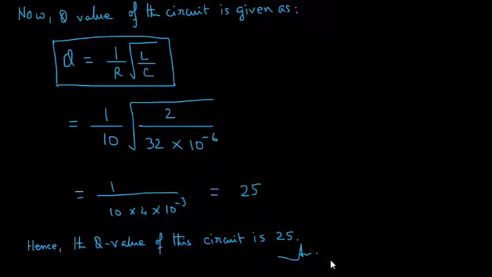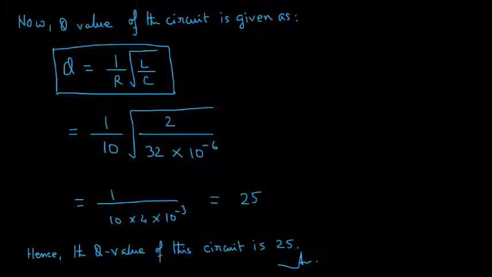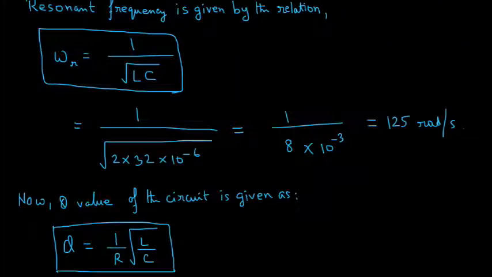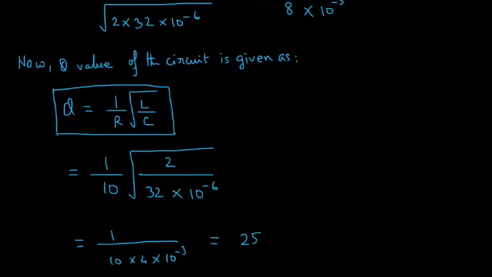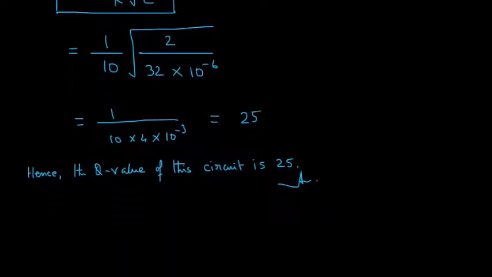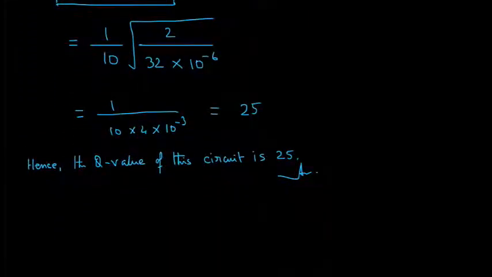So this sum is based on two formulas. If you remember the formula for Q and the formula for omega r, that is resonant frequency, then just put the values and you can find the answer. So let us move to the next question.